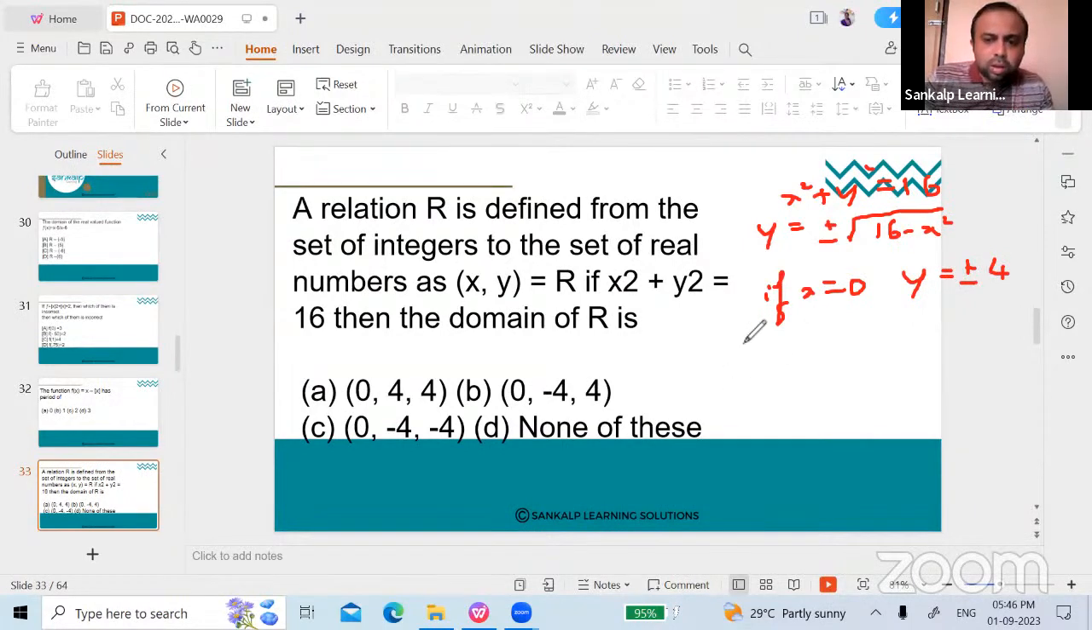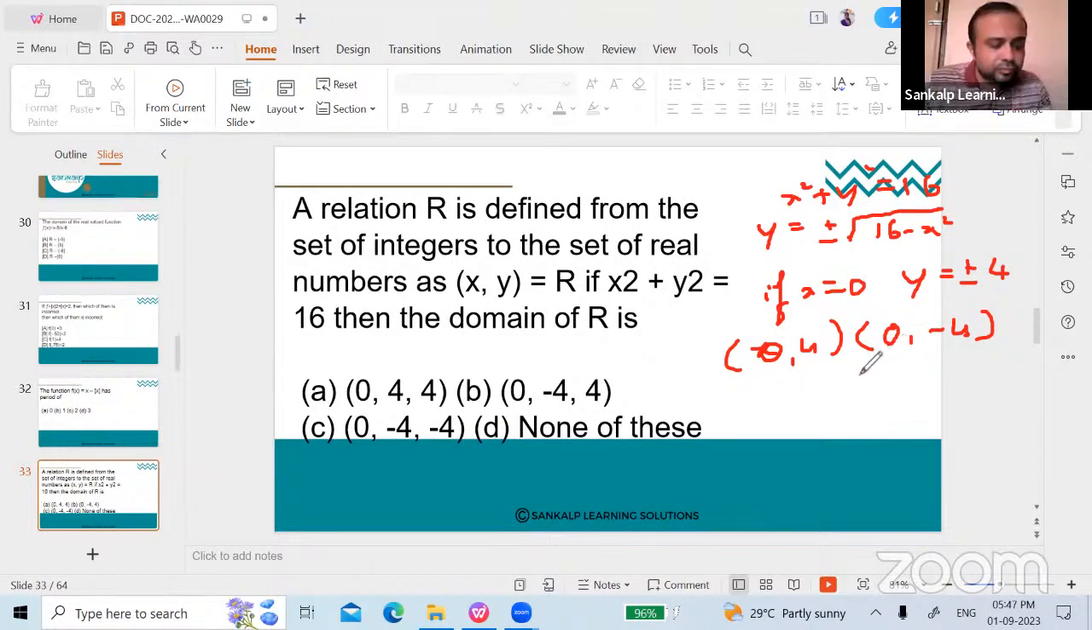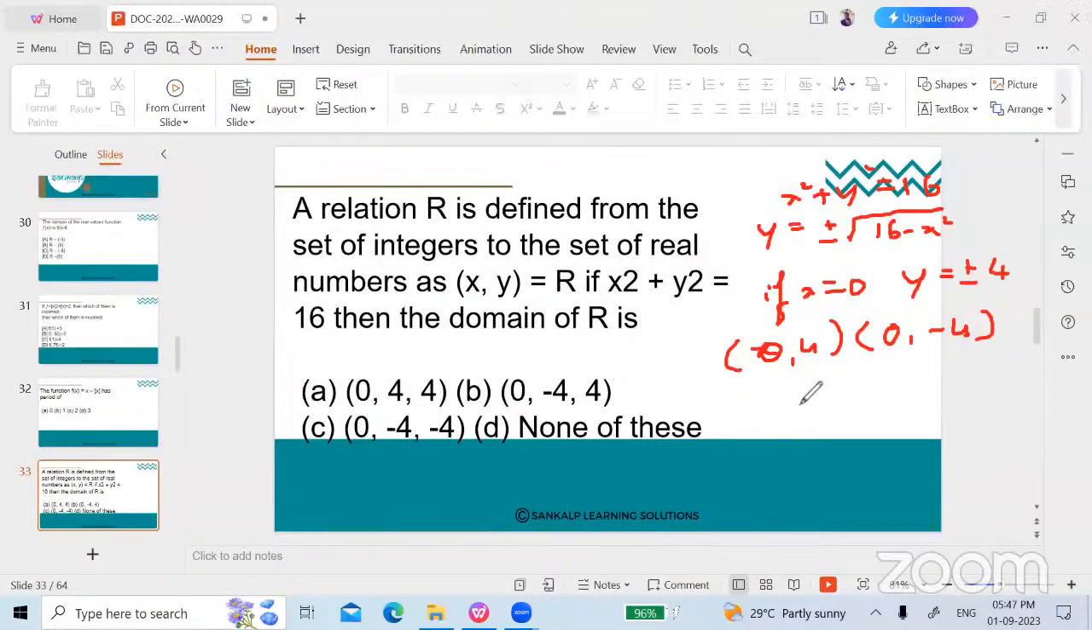So the relation can be established like this. It is 0 and 4 in one part, and the second part is 0, minus 4. Am I right? Yes, sir. 0, 4 and 0, minus 4. Clear? Yes, sir.